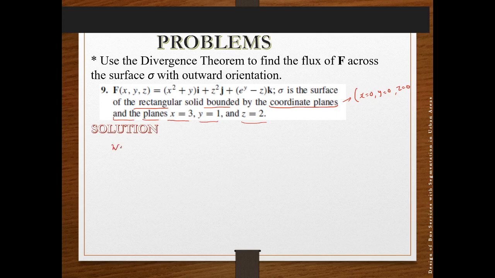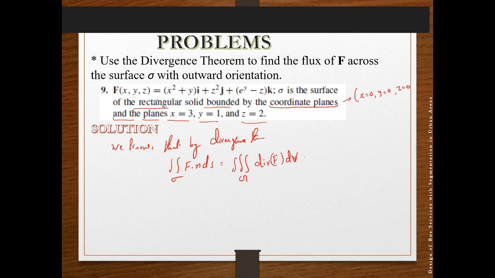So we know that by the divergence theorem, the double integral over sigma of F dot n dS is, by the divergence theorem, equal to the triple integral over G of the divergence of F dV. Okay.